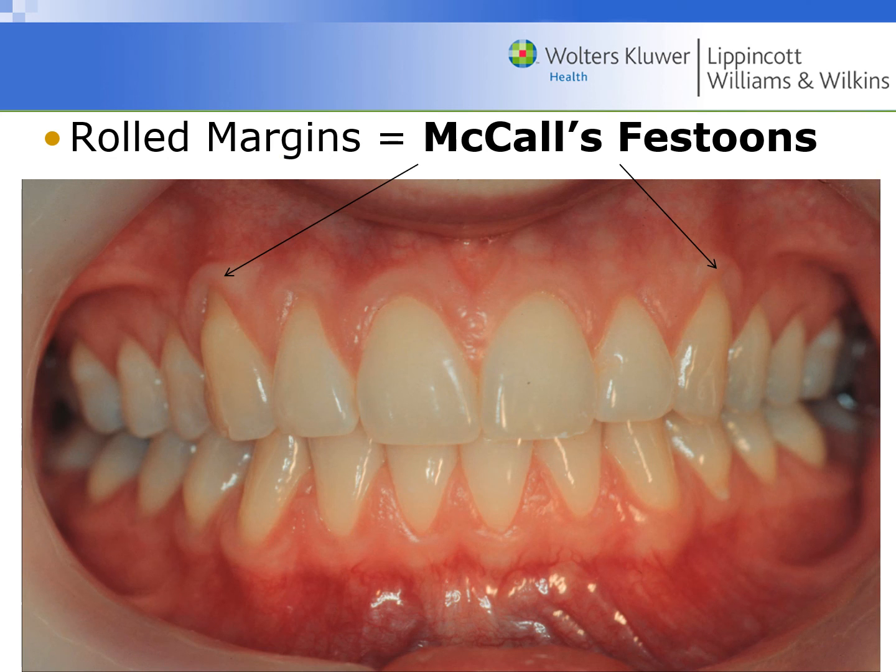Here's some more. Sometimes you only have McCall's festoons or rolled margins on the canines, and probably from brushing and pushing those up year after year, maybe even a little bit here. I'd say it doesn't look like it's down here. I mean, here it does. But on these anteriors, it does not. So I would say localized, and put upper right, localized maxillary facial anteriors and lower right premolars.